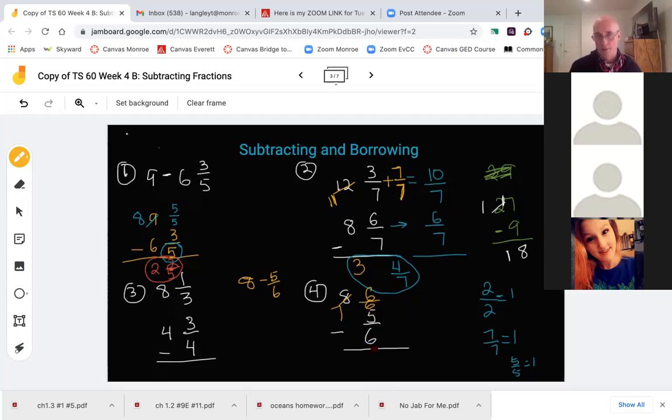Now I have the same denominator, so I can bring it down. 5 from 6 is 1. And then don't forget your whole number here. There's nothing subtracted from the 7 left over, so I'm just going to bring it over here. Okay, 7 and 1/6.